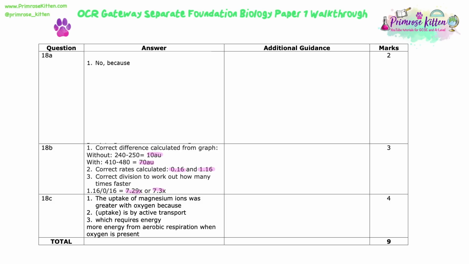Obviously, if you've got 7.29 or 7.3, you can have all 3 marks. If you didn't show any working and just wrote down 7.3, you would still get 3 marks. But if you didn't get that, but you showed the other 2, you can have a mark for both of those parts of working out.